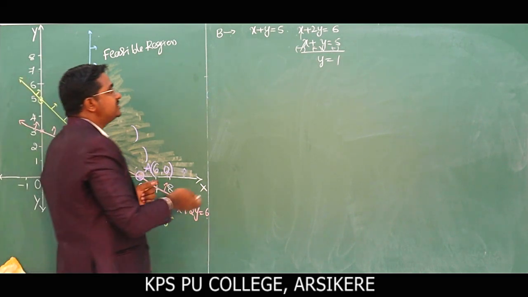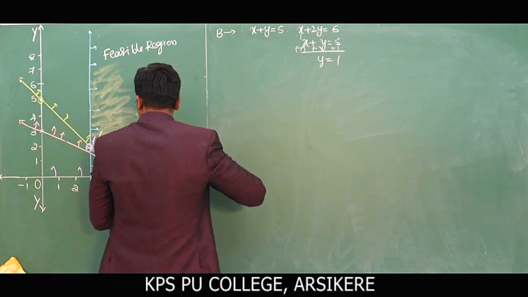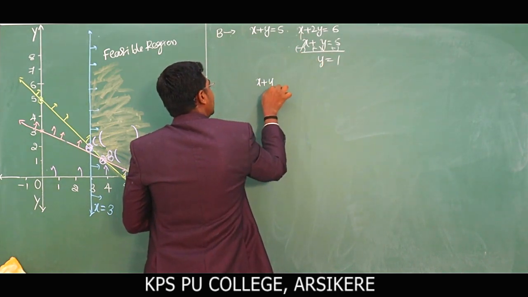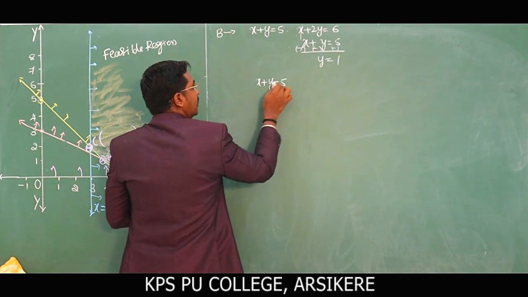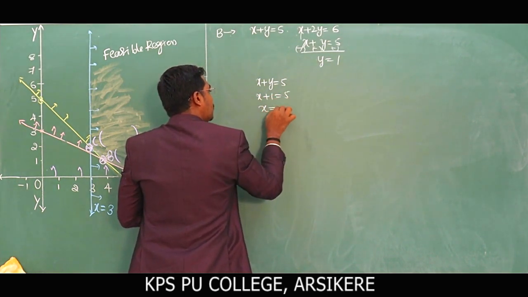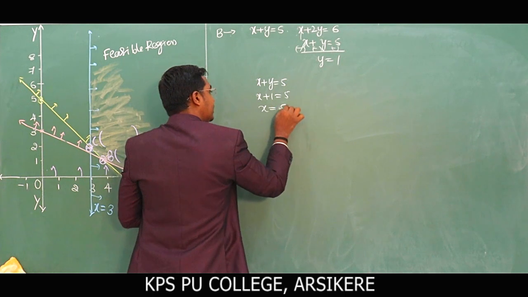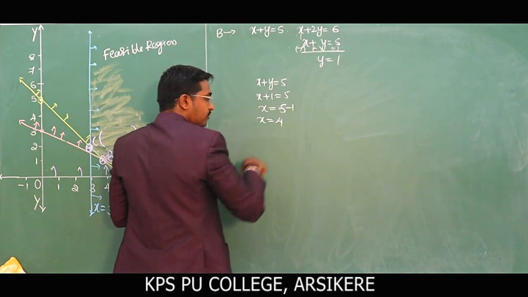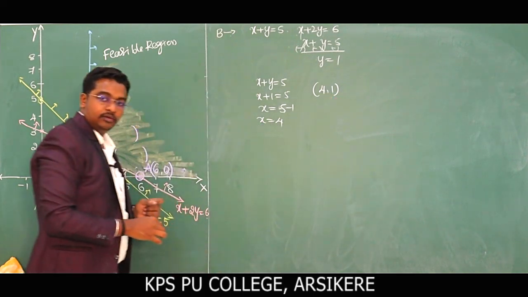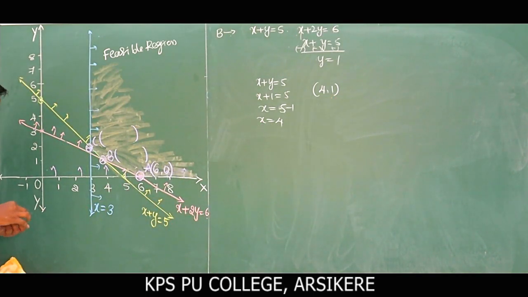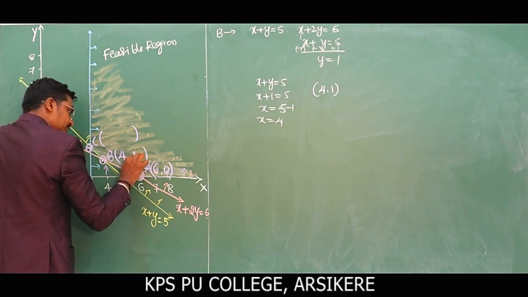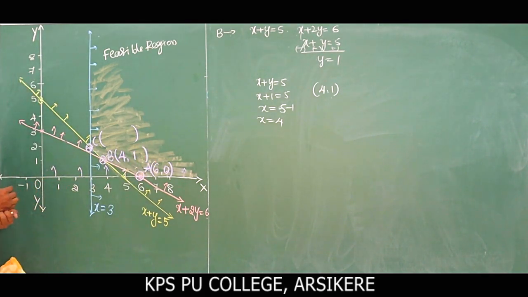When y is equal to 1, what about x then? In x plus y is equal to 5, x plus 1 is equal to 5, so x is equal to 5 minus 1, which is 4. What is the corresponding point? 4, 1. So the point B is here, 4, 1.